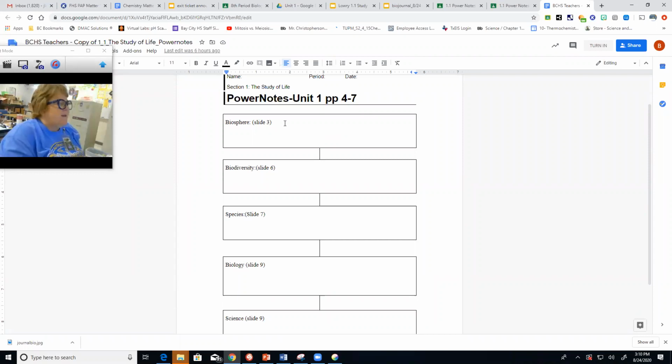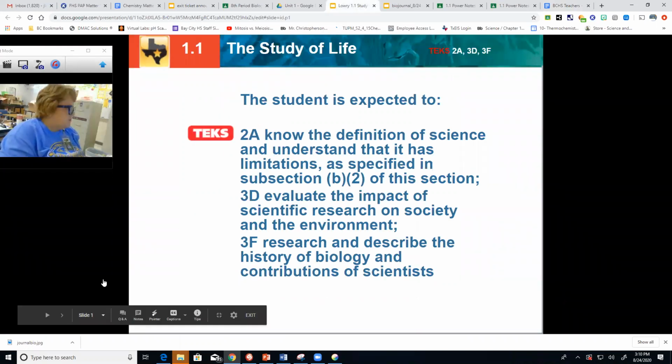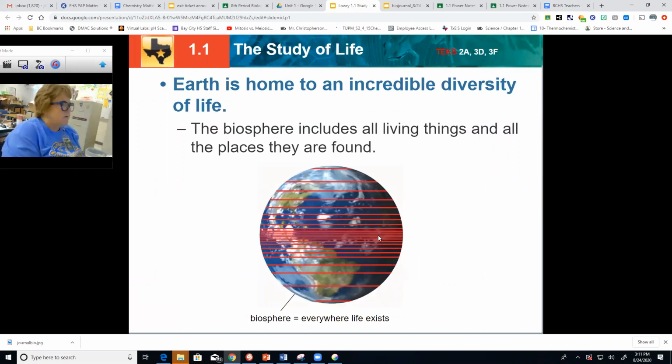But anyway, the first one is on slide 3, so instead of y'all having to pull up your slides, I think I can just pull this one up and y'all can find what you need for biosphere. Okay, so you should be able to type directly on it, and you're just looking for the definition of biosphere, which is right here. The biosphere includes all living things and all the places that they are found.